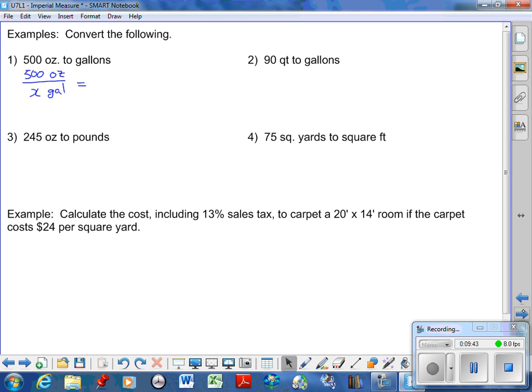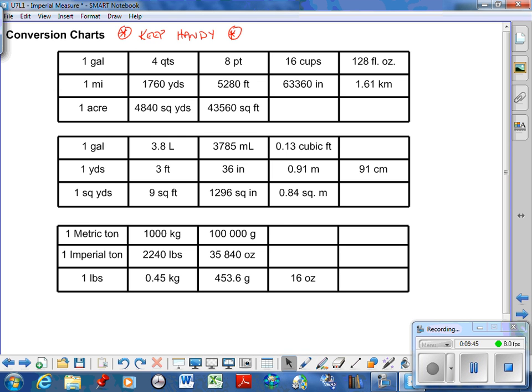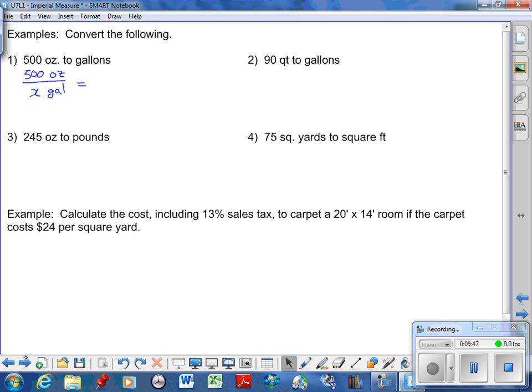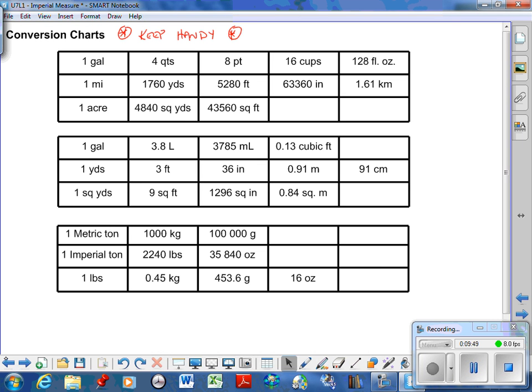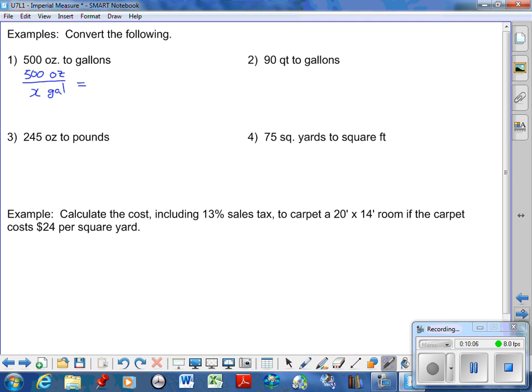We're now going to go back to our handy conversion chart, and we're going to look for the equivalent of ounces and gallons. If I'm looking for ounces and gallons, we're looking at volume. And here's gallons. 1 gallon, and here's ounces, is 128. So 128 ounces are in a gallon. So when I go back to this, I know that 128 ounces are in 1 gallon.